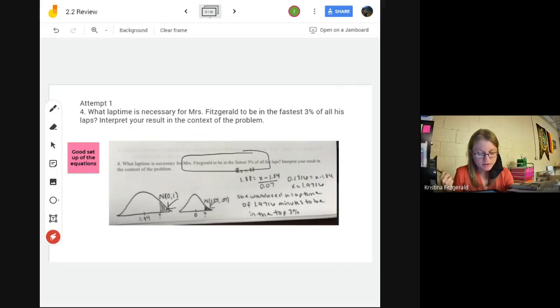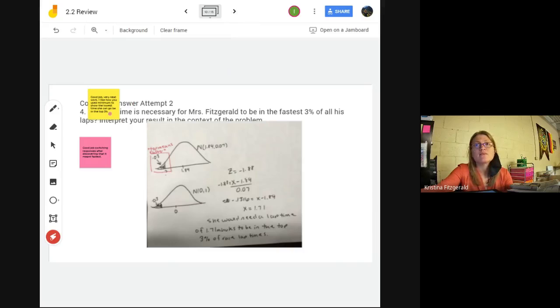if I look at my answer here for my work, working backwards, I looked up this Z-score in the table. I found my area, the area to the left here was like 0.97. I found that in the body of my table and found the Z-score that went with it. But does this lap time look like it would put me in the top 3%? That's 2 minutes. It's almost 2 minutes. That's slow. So we want to think about that.